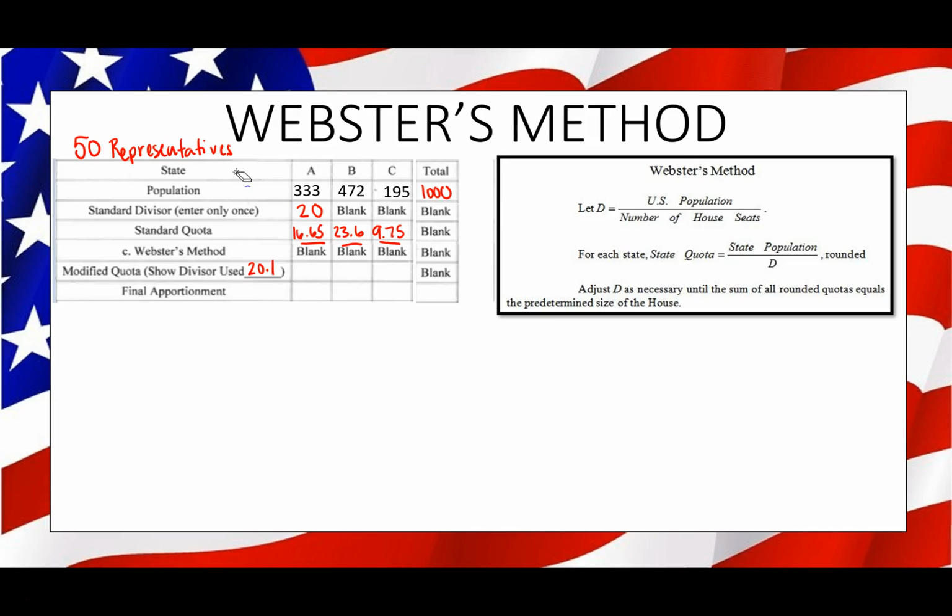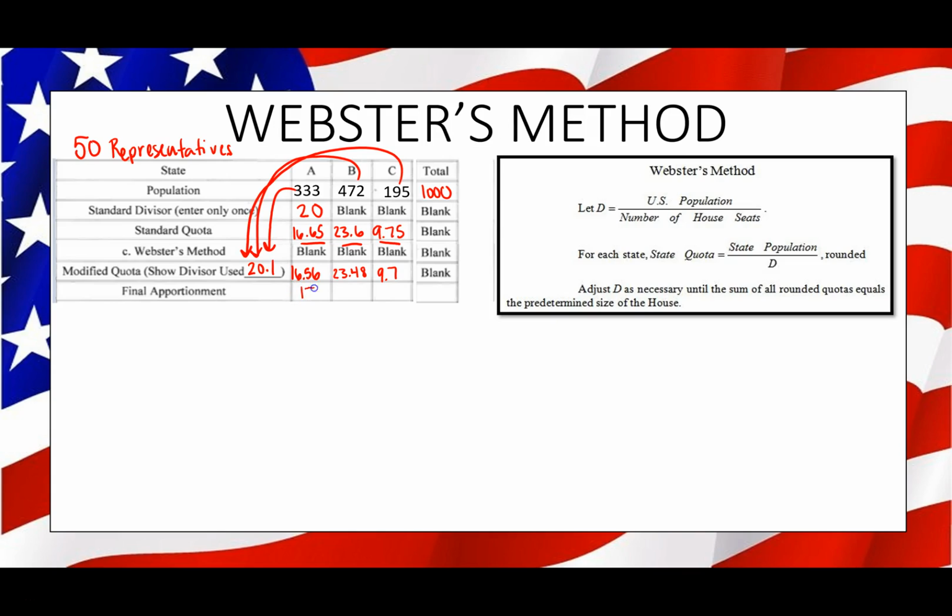So now I'm going to go back and do 333 divided by 20.1, 472 divided by 20.1, and 195 divided by 20.1. And if it doesn't work, we just have to keep guessing again. So dividing by 20.1 here, I get a 16.56. Dividing 472 by 20.1, I get a 23.48. Ooh, that's close. Gonna have to round that one down. All right, and last is that 195 divided by 20.1, and we get a 9.7. Okay, let's see if this works.